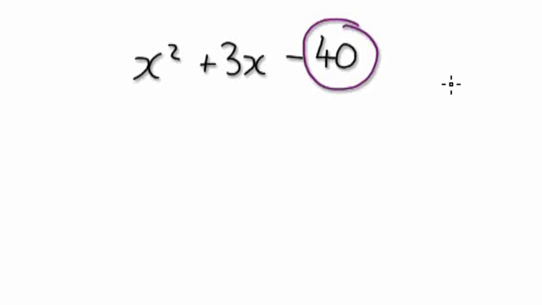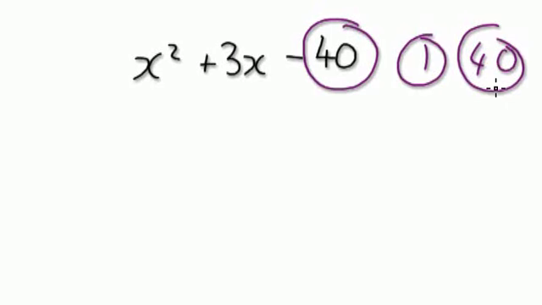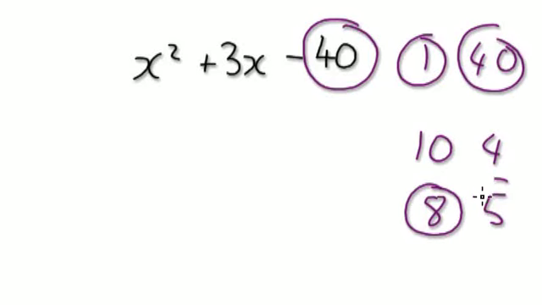How would you create 40? You can try different combinations, 1 and 40, but I don't think you're going to be able to create the 3 with a 1 and a 40. Let's see, 10 and a 4. Would you be able to create a 3 with that? No, you wouldn't. How about 8 and a 5? 8 times 5 is 40. Can I create a 3? Being able to juggle the negative, would I be able to create 3x here? Yes, I would. If you stick a negative here, you can.